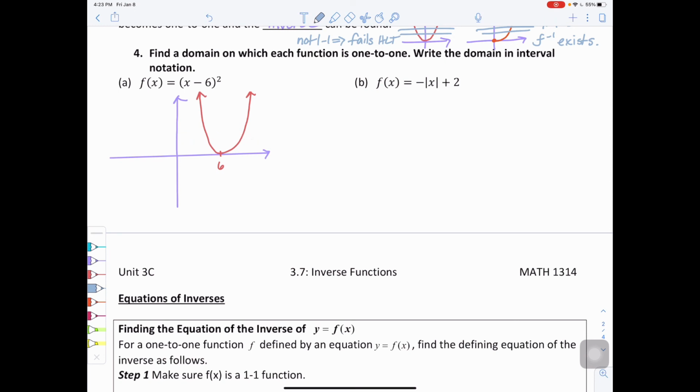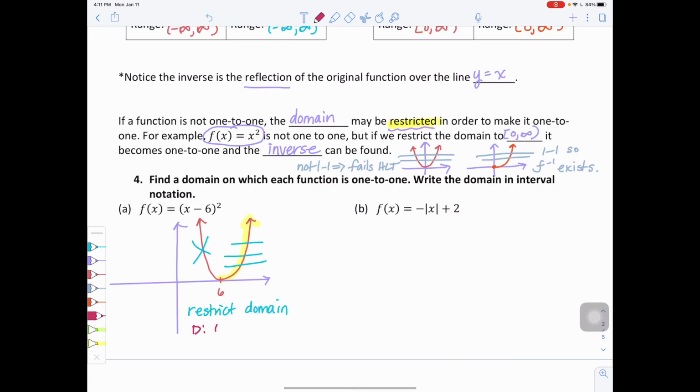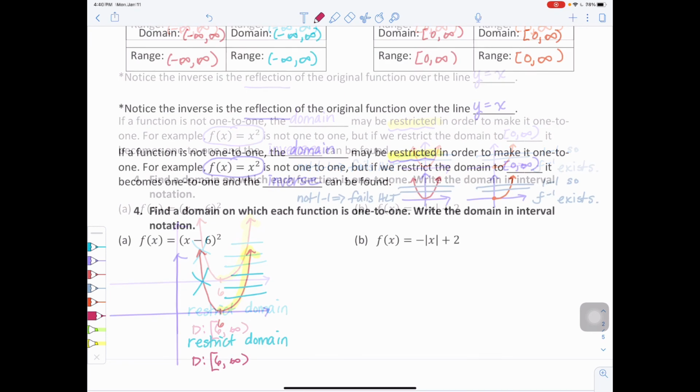So why don't we only use this part of the graph as the domain and restrict this? So we could restrict the domain to 6 to infinity. So all of the x values that are greater than or equal to 6.